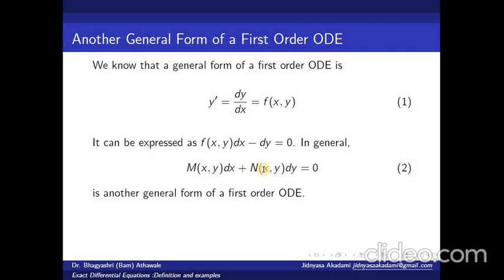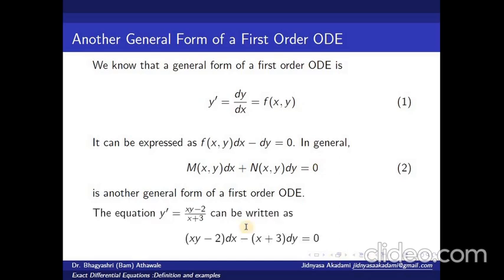And for any differential equation, we can transfer it from form 1 to form 2 or from form 2 to form 1. For example, consider this. This is my differential equation in form 1. Then y dash is nothing but dy by dx. So by cross multiplication, I will get (xy minus 2) dx minus (x plus 3) dy equal to 0, which is my form 2. Here my M is xy minus 2 and my N is minus of (x plus 3).